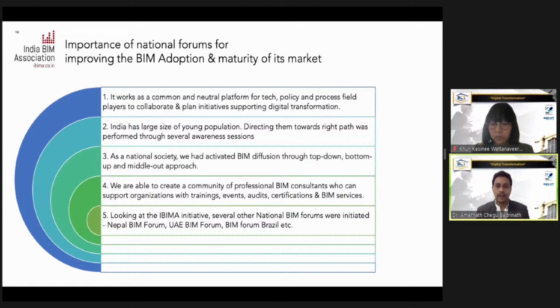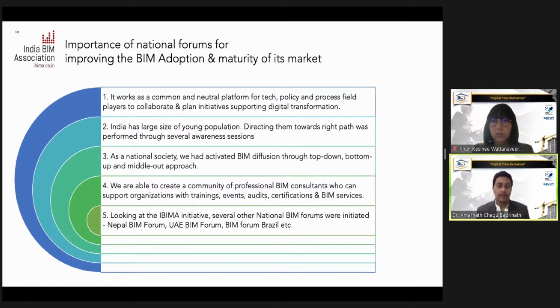Just 2 days ago, we had a BIM forum Brazil discussion, and recently the UAE BIM forum got formed, the Nepal BIM forum got formed. So different countries are taking up national initiatives, because whatever you have, like buildingSMART and other things, are more of neutral agencies for standardization. But what is needed is change management. It's a voice of community that needs to be built. And that can only happen through such national forums.